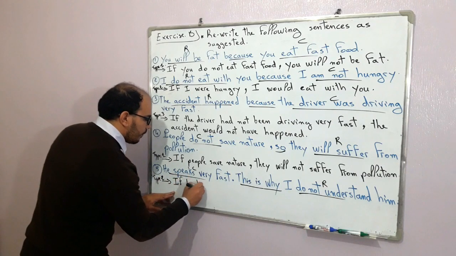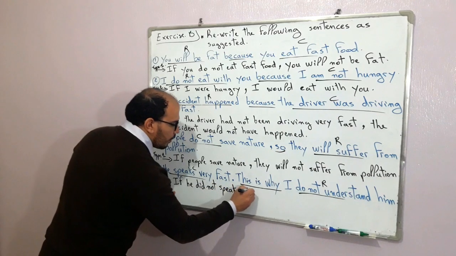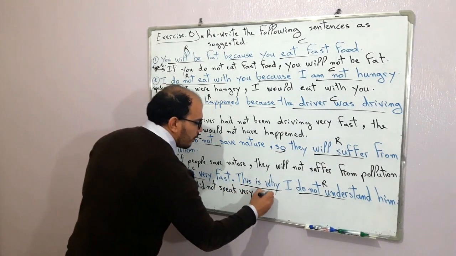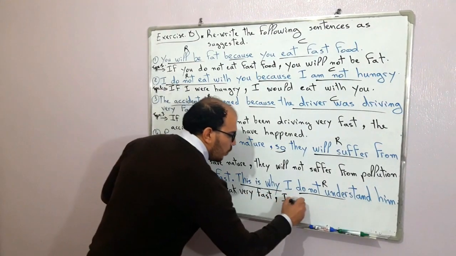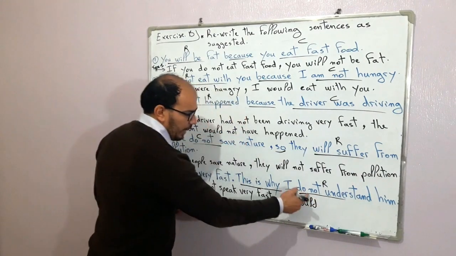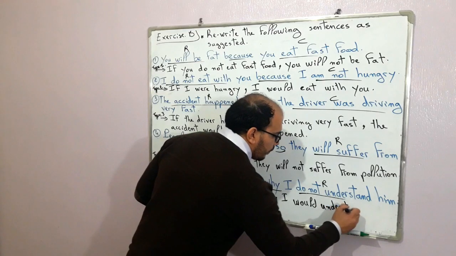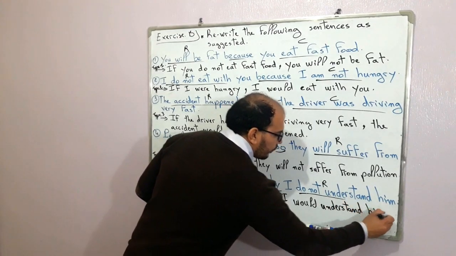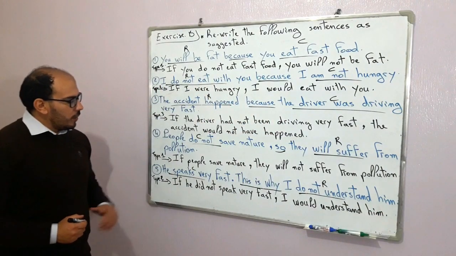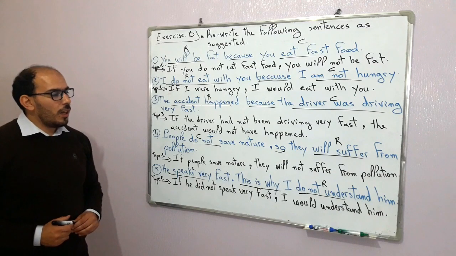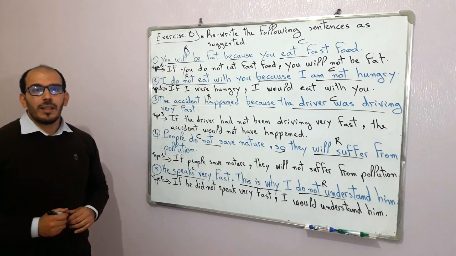So if he did not speak very fast, comma, the negative becomes affirmative, I would understand him. If he didn't speak very fast, I would understand him. So this is how we answer this kind of exercises.